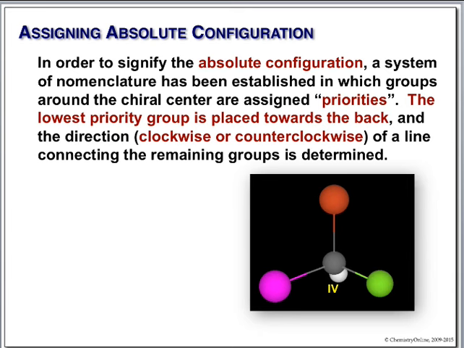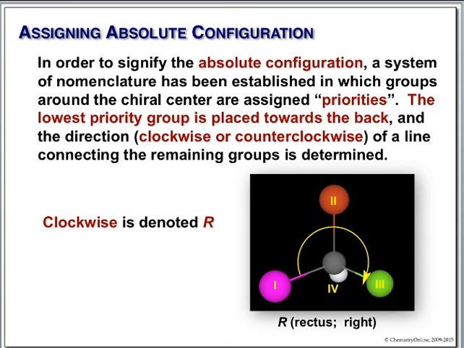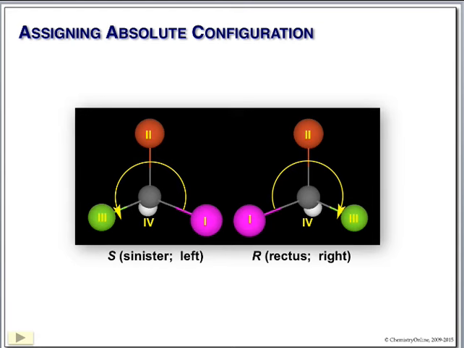This is the opposite enantiomer. Again, I put hydrogen back. Here's the iodine, the bromine, and the chlorine. Now the arc goes clockwise. We will call this R. Counterclockwise is S. Clockwise is R. Here's the pair of them. Again, you can tell that they're mirror images.